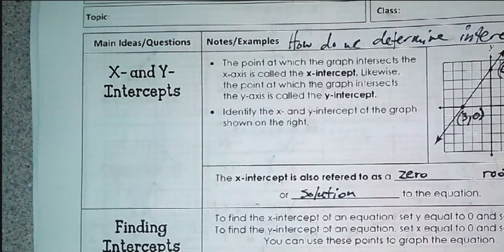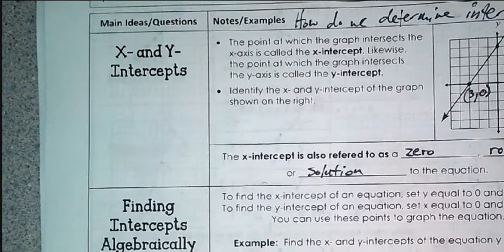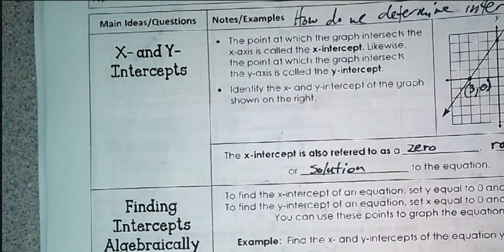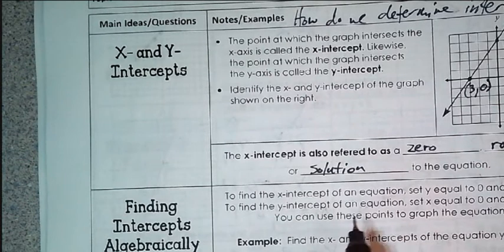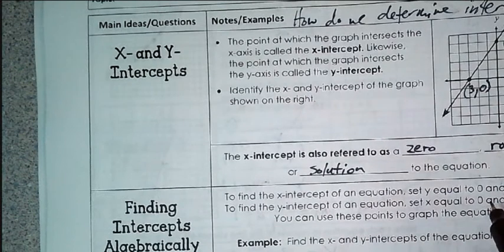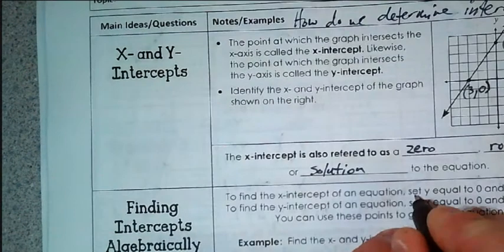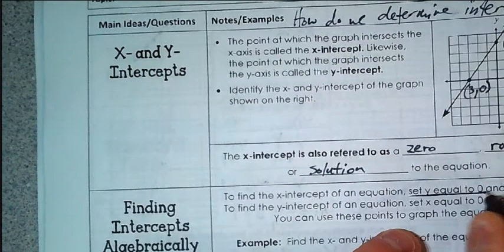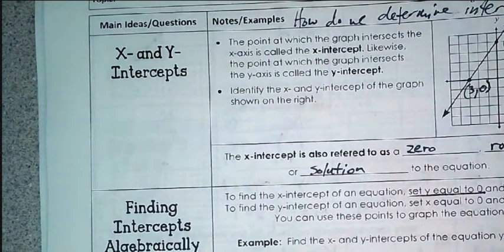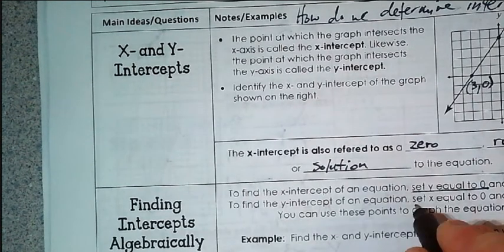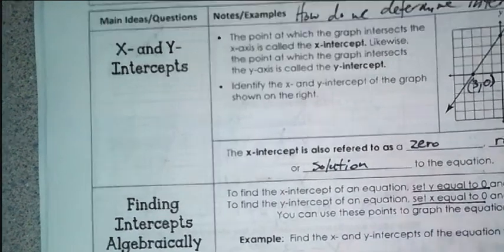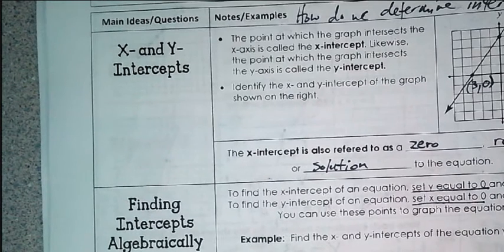Now when we find these intercepts algebraically, all we're doing is plugging in 0 for one to solve for the other, and vice versa. To find the x-intercept of an equation, set y equal to 0 and solve for x. So underline this part right here, set y equal to 0. If you have a highlighter, you can highlight it. To find the y-intercept of an equation, set x equal to 0 and solve for y. You can use these points to graph the equation.